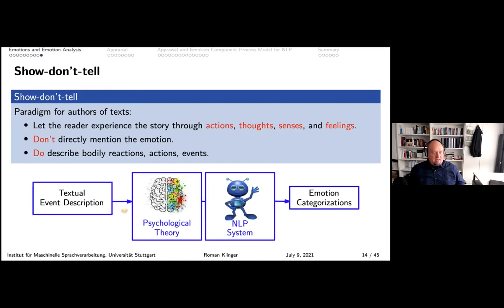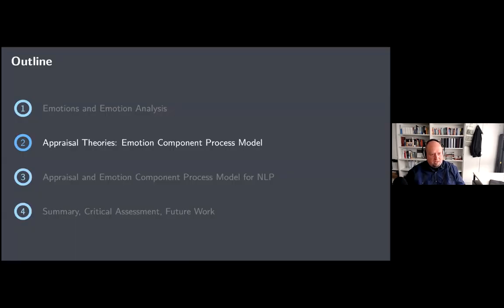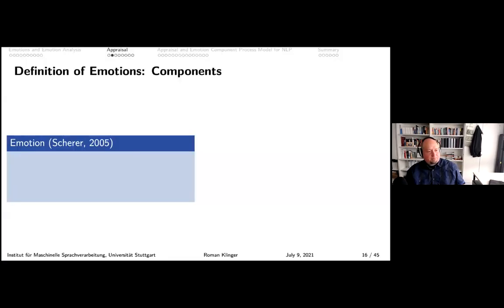So what we have is textual event descriptions, we have emotion categorizations, and we would like to link these two things with an NLP system, which is, for better understanding what the system does, also linked to some psychological theory. So we need a psychological theory and we need a natural language processing system, and I will talk about both now. So luckily, there are psychological theories which explain how emotions are linked with events, and these are appraisal theories. And that's what I would like to briefly introduce now.